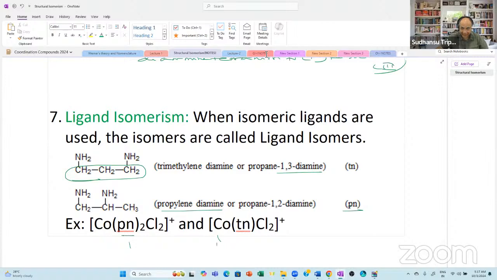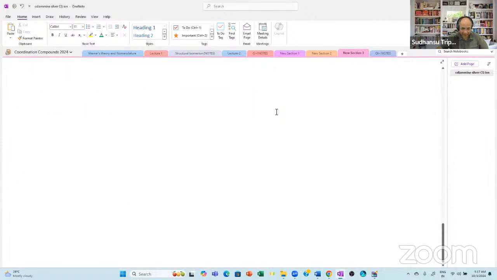But today we shall be taking up the interesting aspect of stereoisomerism, which is very much important for NET, JEE, and any other advanced level tests.